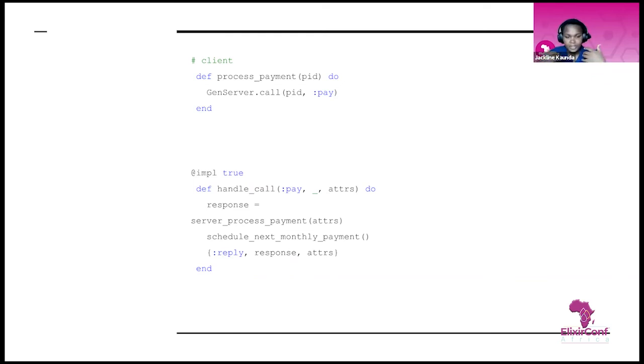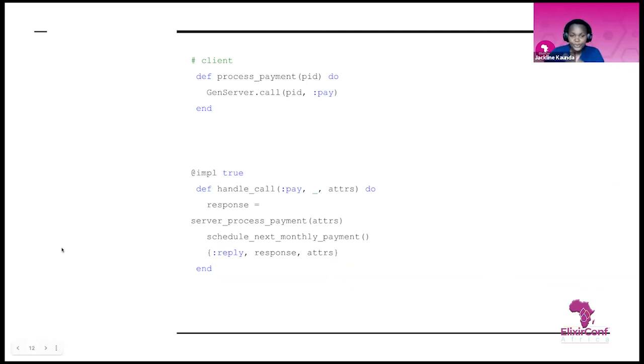So when you check at the return value, we do have the first atom, then the second and the third. The second is the response which we get after the payment is processed. So this response could be the payment went on successfully or the payment failed, right? And then the third attribute is whatever state I want the server to still keep as it goes on. So at this point, I have ensured that my payment has gone through, and at least I need to schedule the next monthly payment.